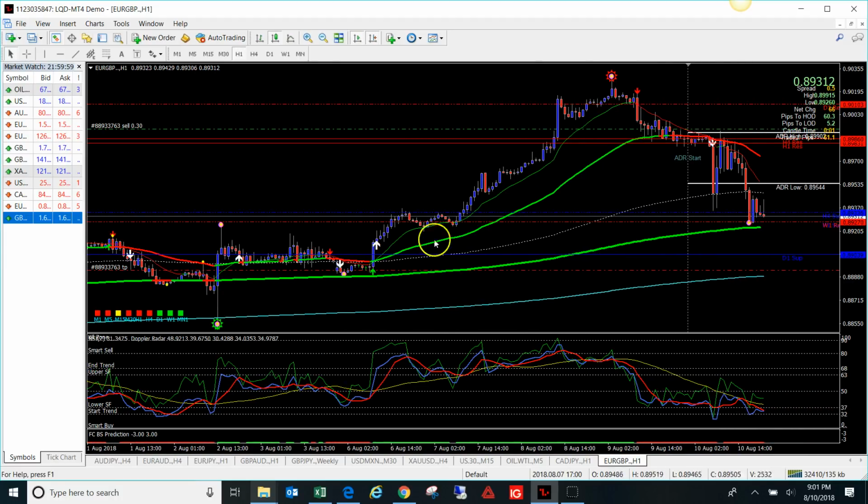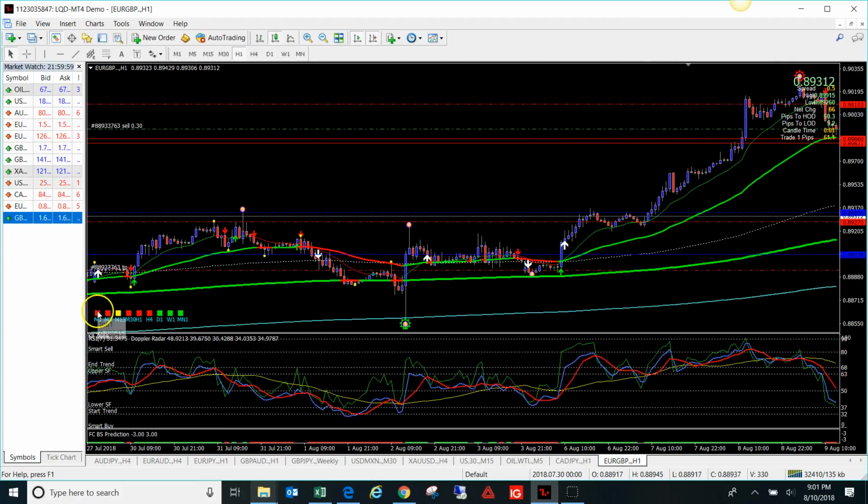So those are going to be the main 3 indicators that you want to pay attention to. This reversal sign, warning sign, your FC current, and the Doppler radar. Now, as I mentioned, if you're still looking for additional confirmations, we do have this cool little trend bar here, which is very helpful, especially if you're using multiple time frame analysis, because this is going to show you the trend across multiple time frames.